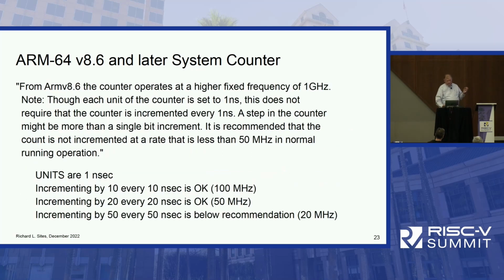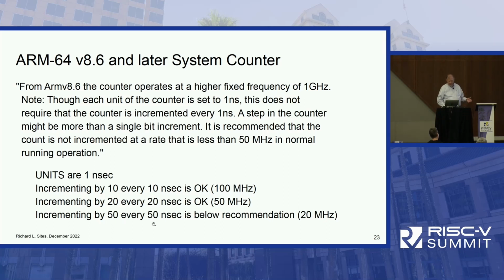The other thing that ARM 8.6 and later gets right is they say that the units of the counter are fixed. They're nanoseconds. It doesn't mean that you have to increment it by 1 every nanosecond. You can increment it by 10 every 10 nanoseconds, 20 every 20 nanoseconds. But they also recommend that the resolution be no worse than 50 megahertz, once every 20 nanoseconds. So it's okay to have a slow counter. It's okay for it to change while if you're low power, you can drop it off.